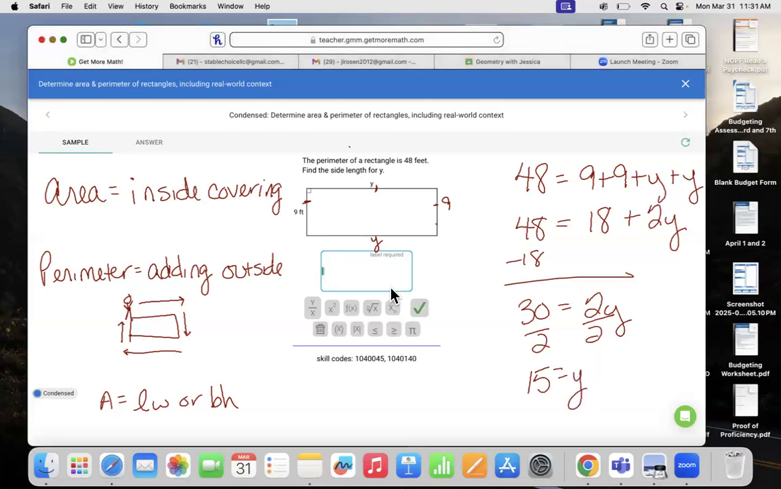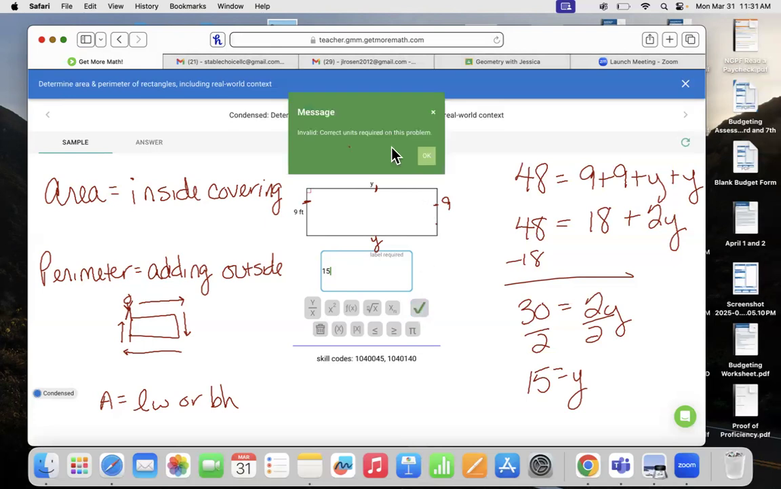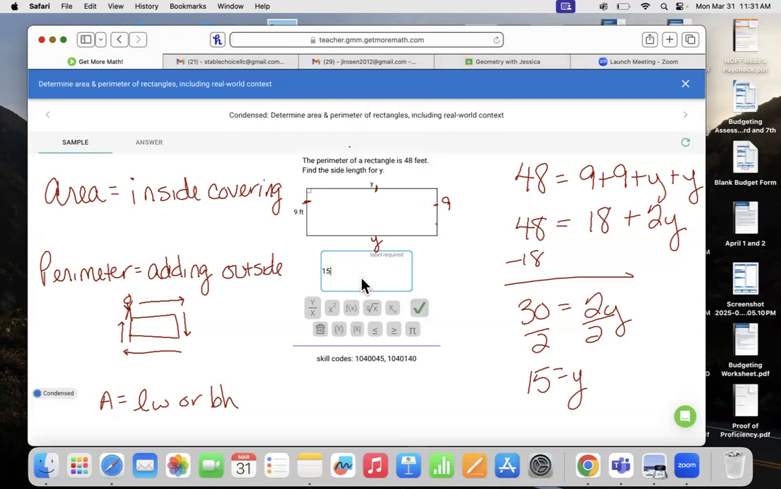Okay. So again, you could do it algebraically like I just did, or you could literally just come in here and say 48 minus 9 minus 9. And then I have two equal pieces, divide by 2. Same thing. This just puts it into an equation. Oh, and again, units are required. So let's make sure we put in there, it's going to be feet.